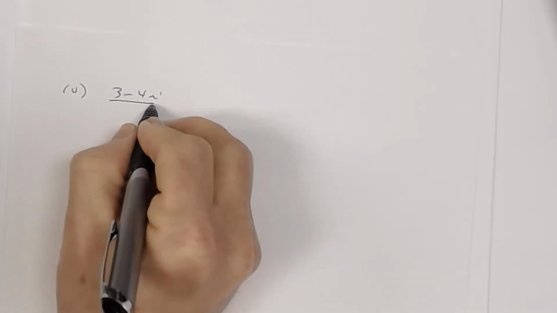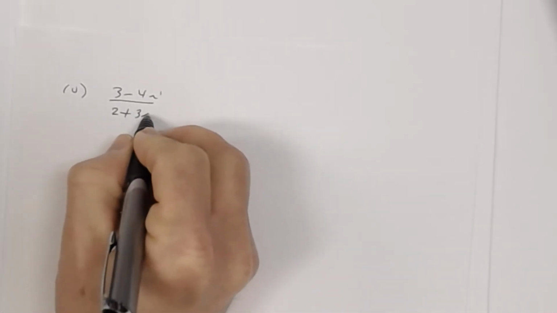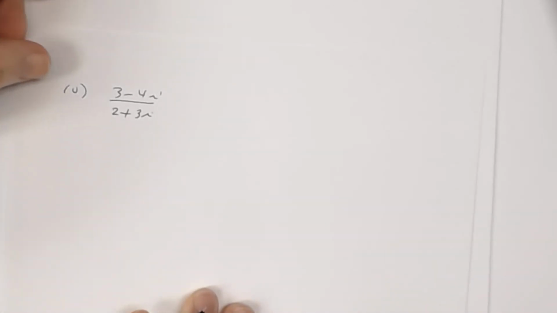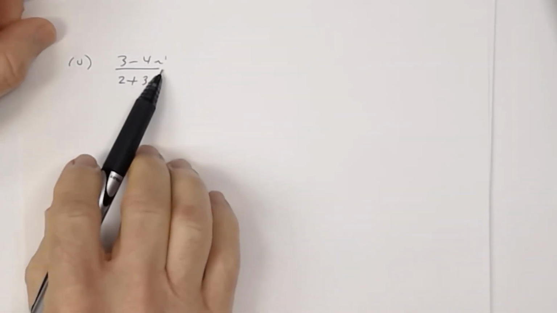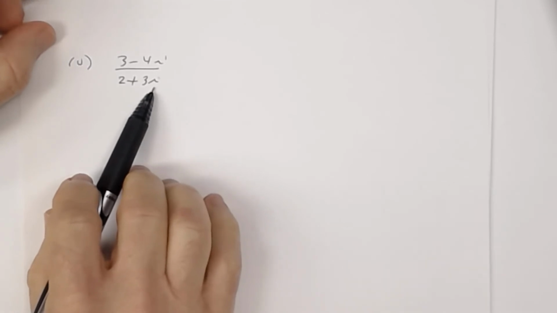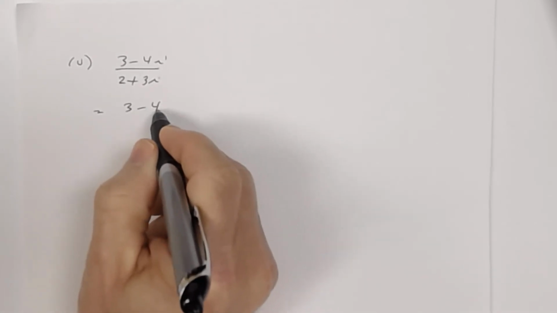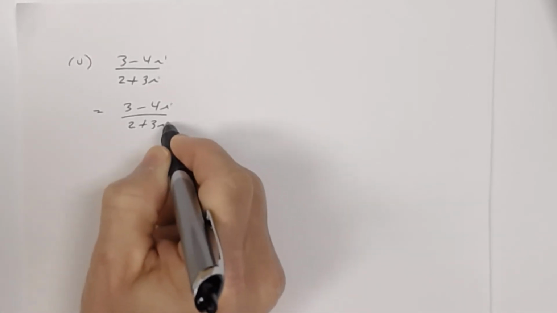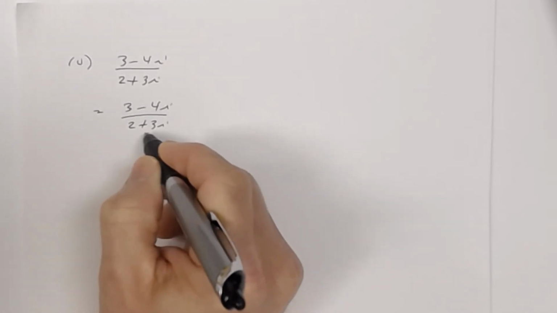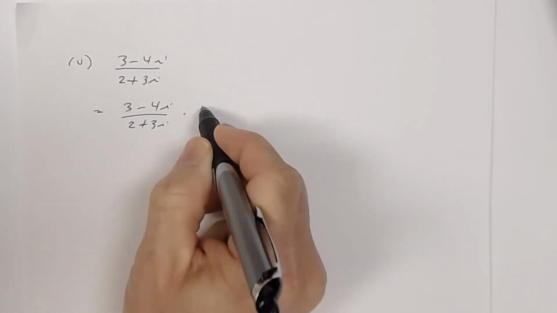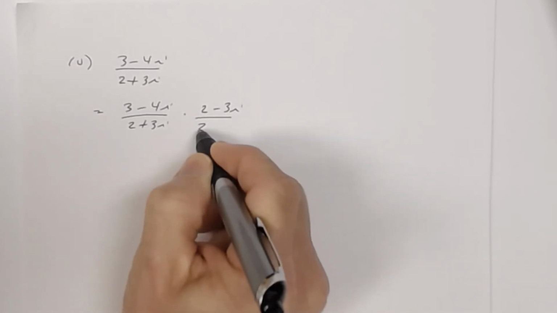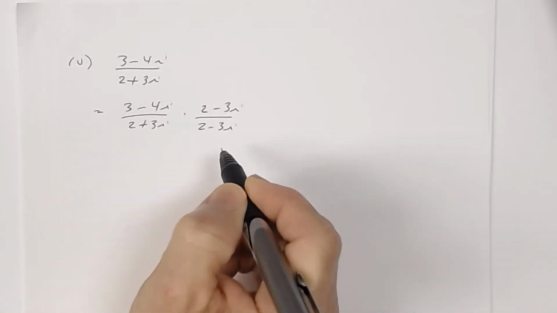Okay, and then finally number 10. So let's look at number 10. In number 10, we have 3 minus 4i divided by 2 plus 3i. And so again, I want this denominator to be a real number. So right now it's a complex number, so I don't want that i in the denominator. I want this to be a real number. And so you're going to multiply both numerator and denominator by the conjugate of the denominator. The conjugate of the denominator, 2 plus 3i, is 2 minus 3i. And what you do to the numerator, you do to the denominator.